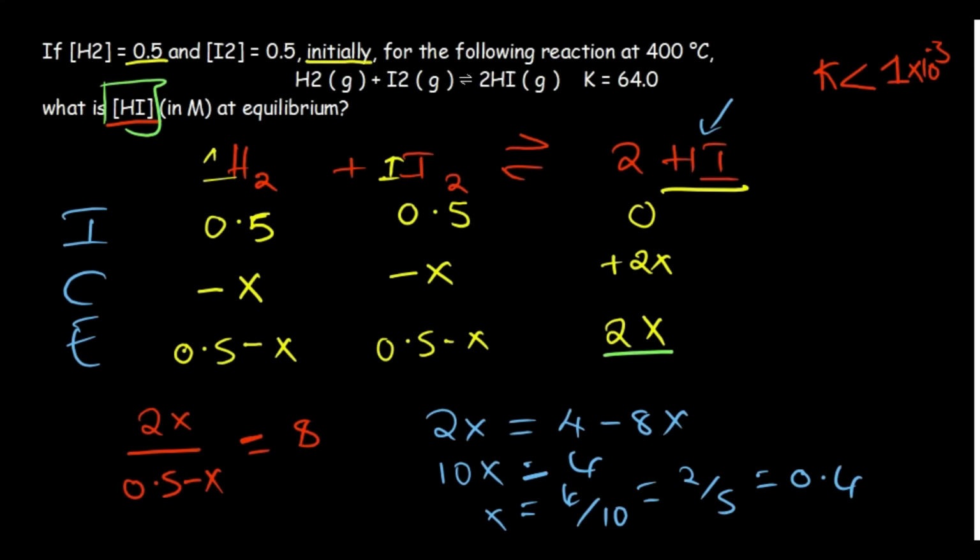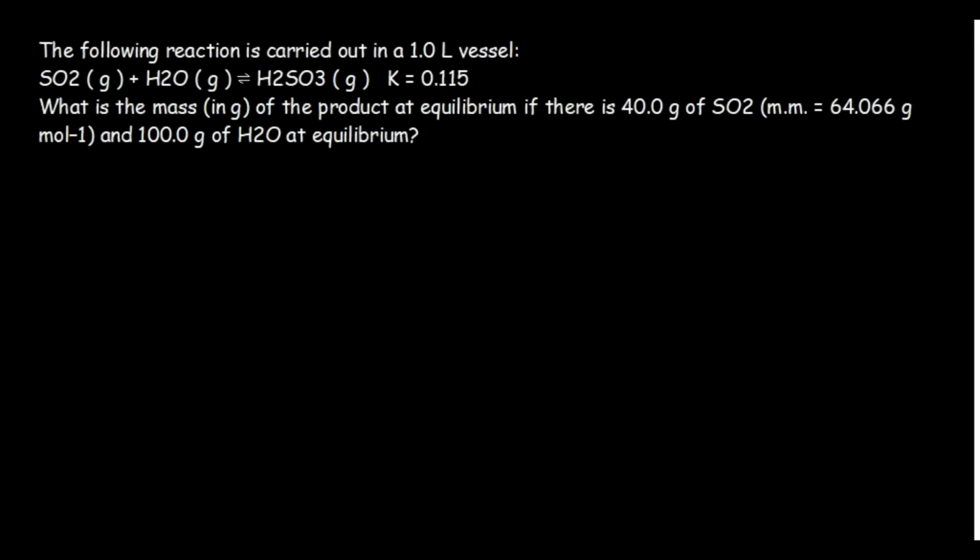So the equilibrium expression is 2 times x, so 2 times 0.4, which will give us 0.8 molar concentration. Okay, so this is how you use the ICE tables. We just have a last question that I want you to try out, okay, as your practice question.